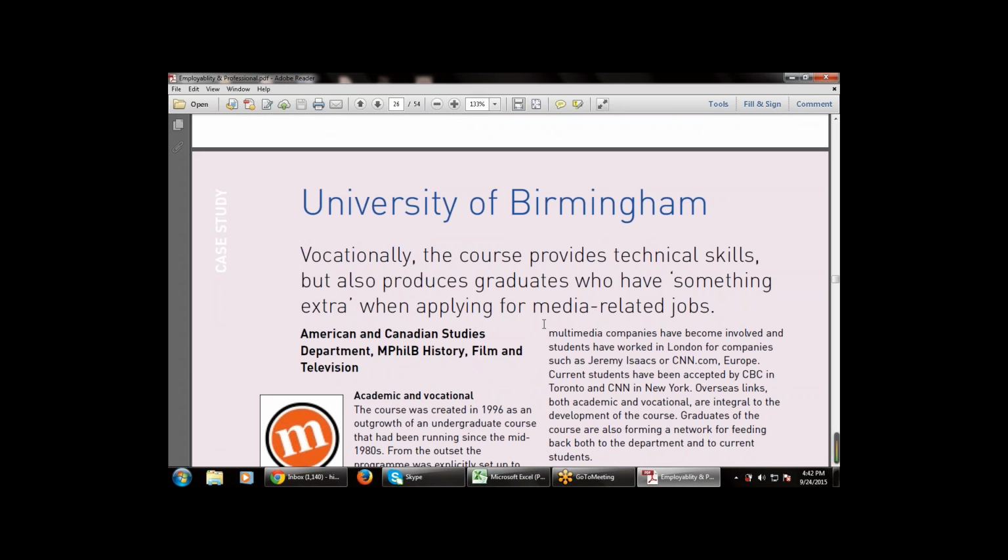Then there is an example, the University of Birmingham. This university provides a course that gives the technical knowledge, but also produces graduates who have something extra when applying for media-related jobs. The university provides students with well-known media-related concepts, for example multimedia, audio, video, and everything related to media. So when they apply for a media-related job, there is no problem.